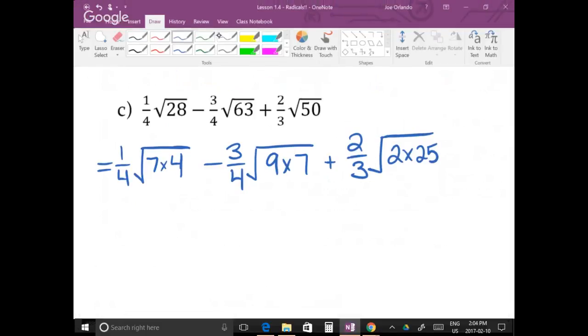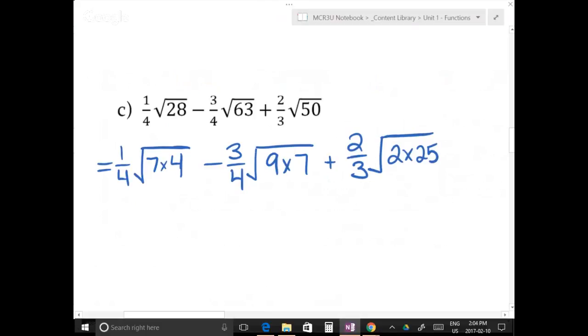Now let's just really quickly identify what the perfect square is in each case. What's the perfect square in the first one? 4. What's the perfect square in the second one? 9. And what's the perfect square in the third one? Okay. So let's do this. What is the square root of 4? 2. So I'm going to have what? 2 times 1/4.